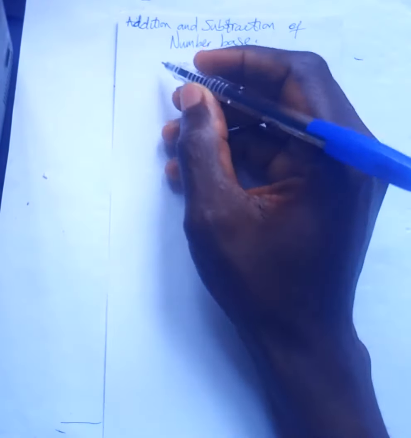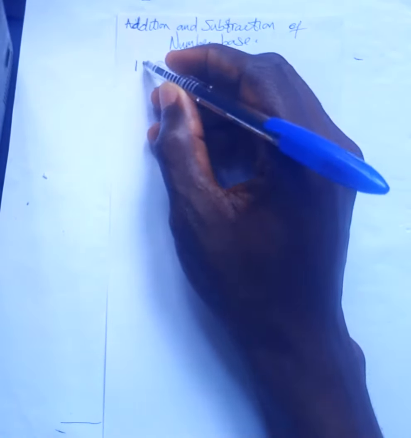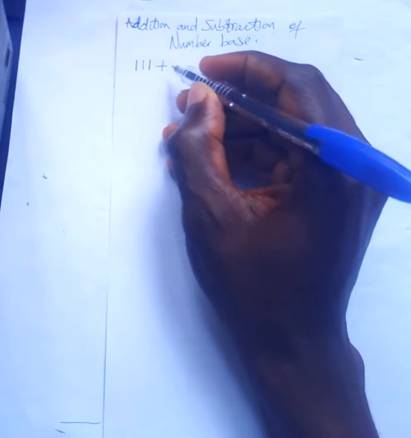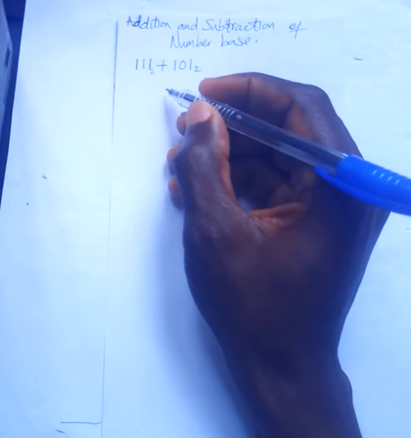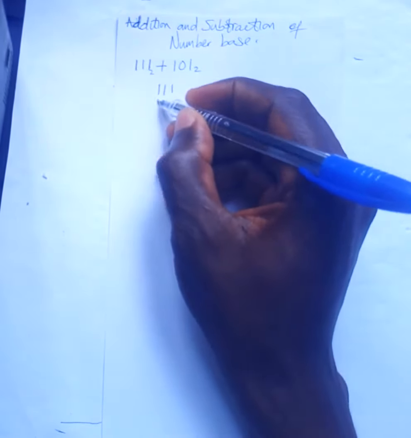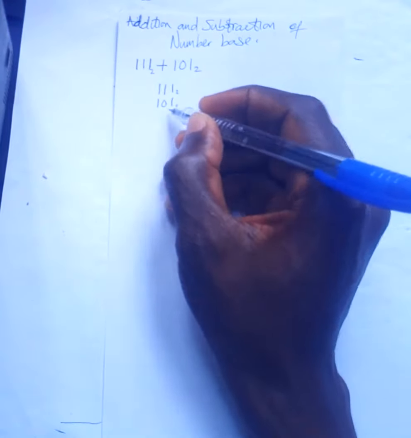So, good day everybody. Again, in continuation of our number base system, we'll be discussing addition and subtraction of number bases. So let's start with base 2. We have to add 111 plus 101 base 2. You can only add, subtract or do any mathematical operation on numbers of the same base. So write 111 and 101. Everything is in base 2.